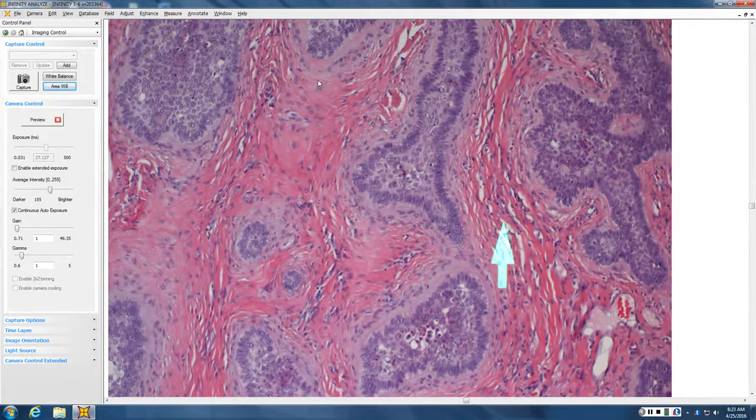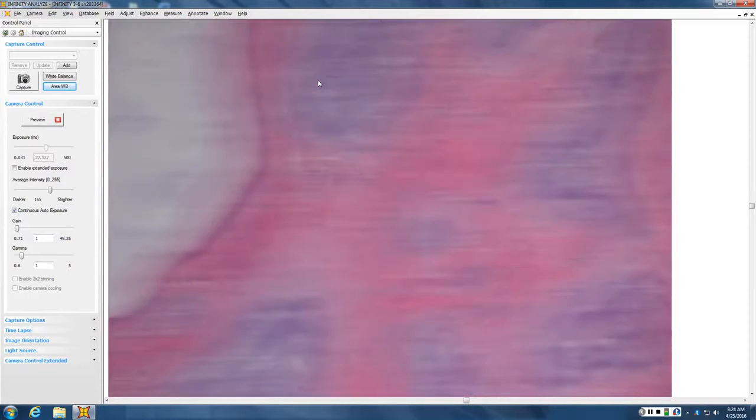Trichoepitheliomas are the better differentiated trichoblastomas. So the big category is trichoblastoma, and then your well-differentiated ones are the trichoepitheliomas. That's a superficial, well-differentiating, often keratinizing trichoblastoma, a trichoepithelioma.